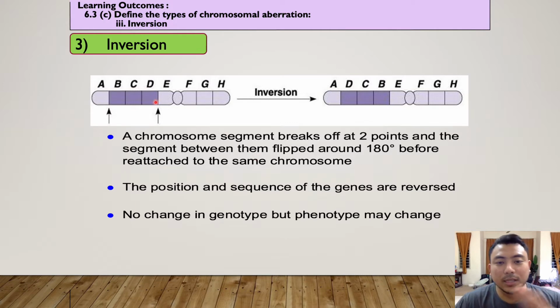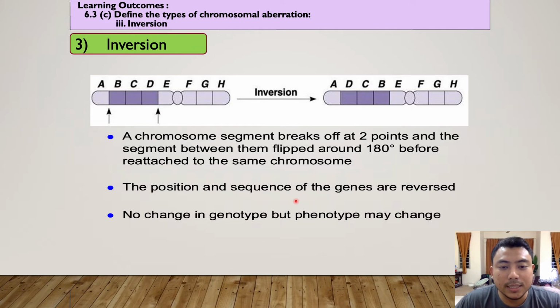So inversion ni dia tukar tempat. A chromosome segment breaks off at 2 points here and here, and the segment between them flips around 180 degrees before attaching to the same chromosome. So we look at this sequence. Sepatutnya A, B, C, D, E. So now A, D, C, B. So B, C, D dia bertukar tempat. Okay, dia berflip. Okay, inversion.